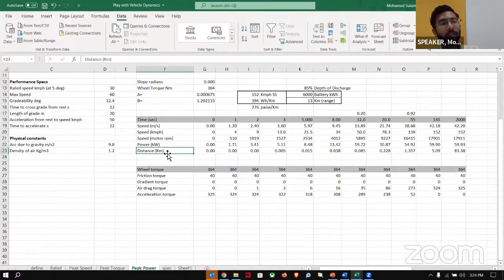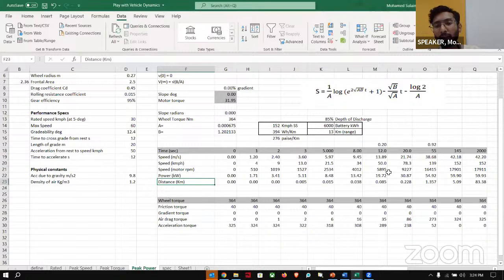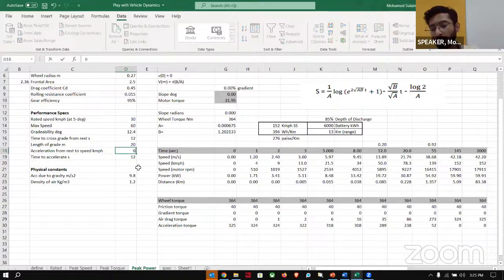Moving to the peak power, this is required when the vehicle is trying to overtake other vehicles. Let's say the vehicle has to accelerate from 0 to 50, 0 to 50 in 12 seconds. This is the thing the youngsters require in a vehicle: how fast a vehicle can accelerate from the rest position to the top speed, or let's say 60 kilometers per hour or 100 kilometers per hour. In this case, let's take that the vehicle has to reach 60 kilometers per hour in 12 seconds.